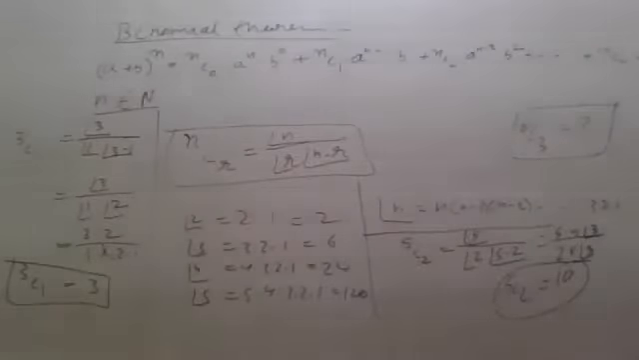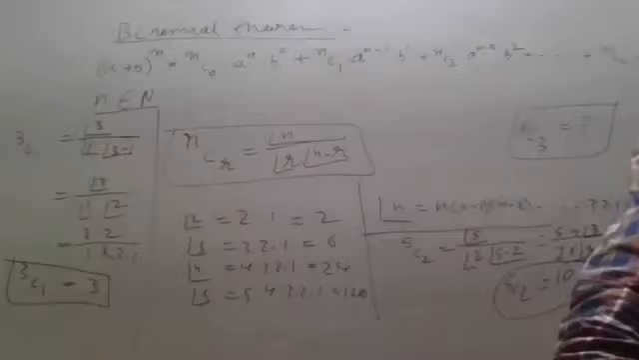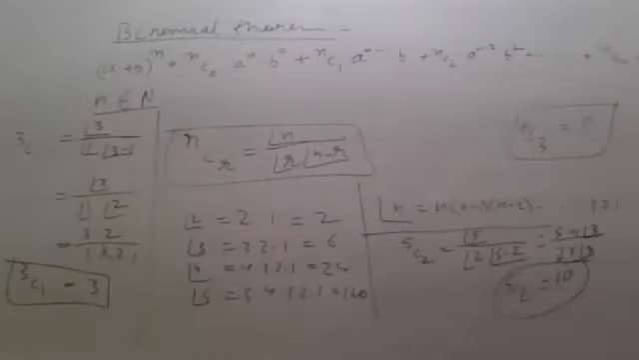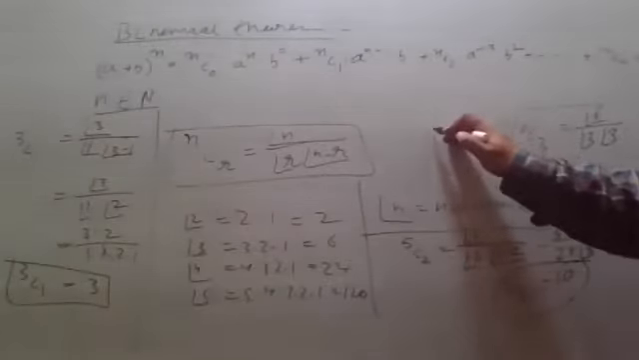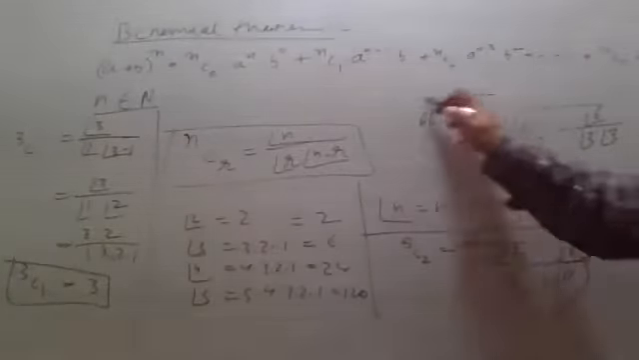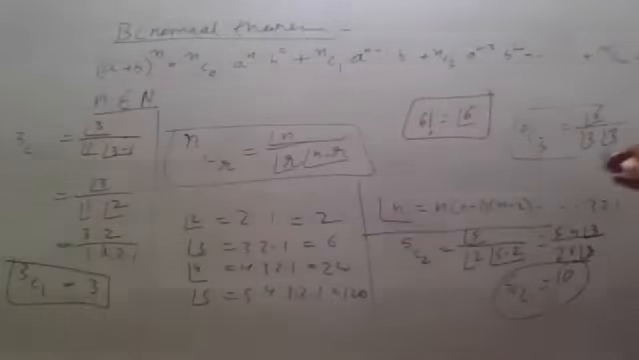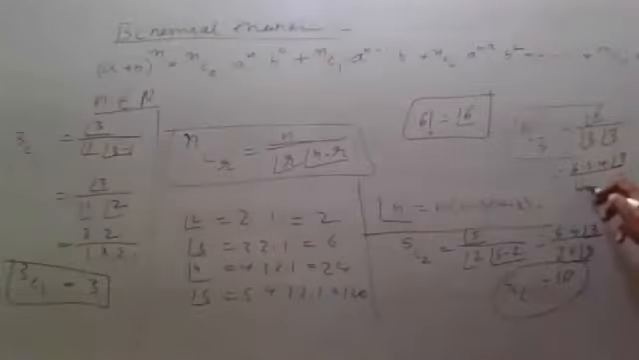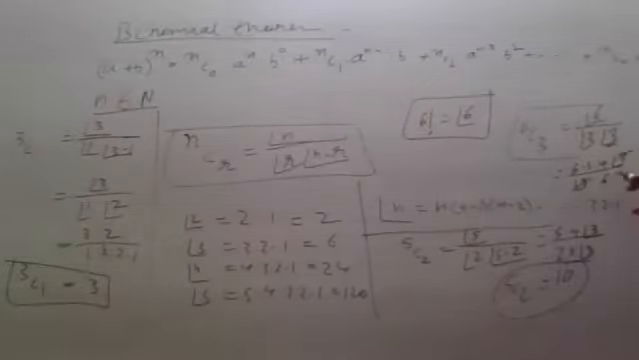What is the value of 6C3? Factorial 6 upon factorial 3 into factorial 3. You have seen that factorial 6 is written with an exclamation sign. So factorial 6 means 6 into 5 into 4 into factorial 3, over factorial 3 into factorial 3, which is 6. The factorial 3 cancels out, the 6 cancels out, and 5 fours are 20. Is that clear to everyone?